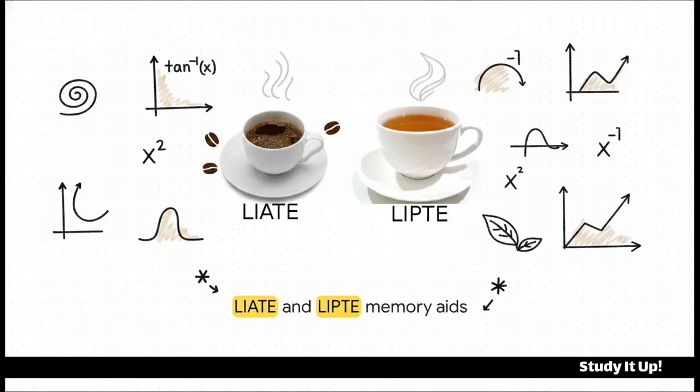LIATE stands for logarithmic, inverse trig, algebraic, trig, and exponential. LIPET is the exact same, except algebraic is swapped for powers. It's super simple. Just pick the function that appears first in this list, and whatever is left over becomes your DV to integrate.